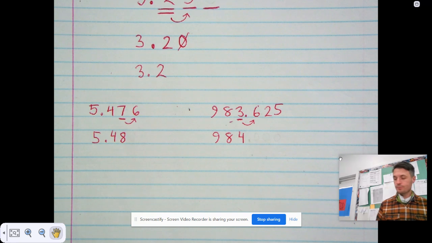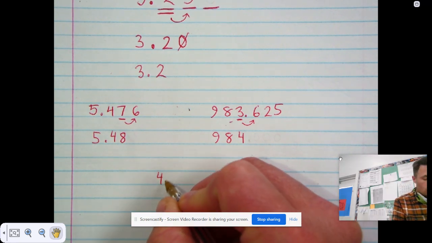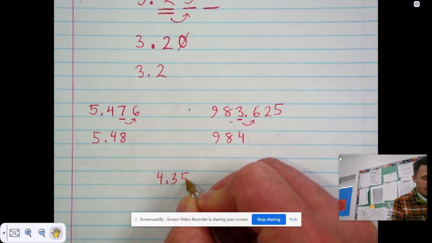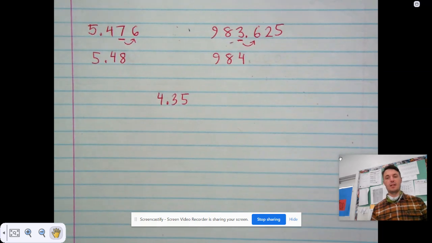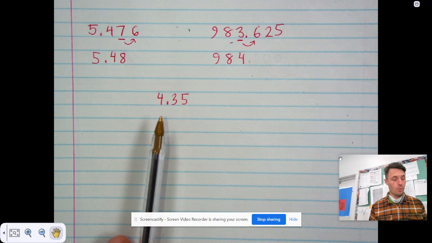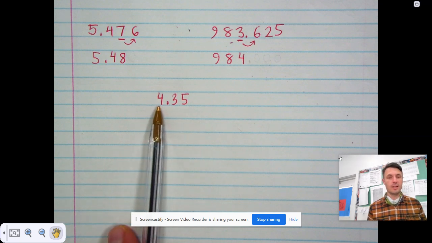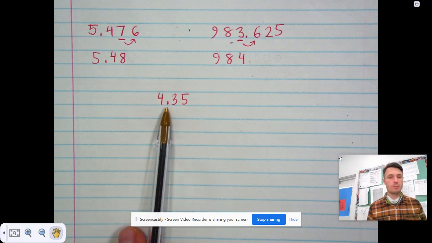Now, anytime you round to the ones place, you end up getting rid of the decimal portion of the number. Okay, let's say we had 4 and 35 hundredths, and let's round it to the tenths place. Which digit is in the tenths place? Well, we know the ones place is directly to the left of the decimal point. Then we have the decimal point.